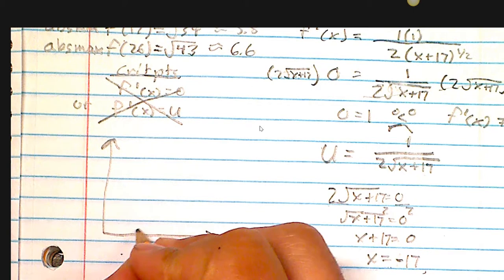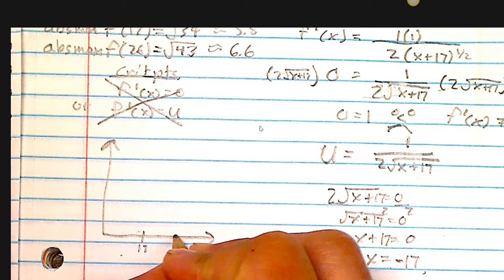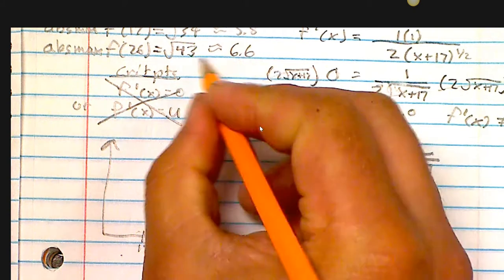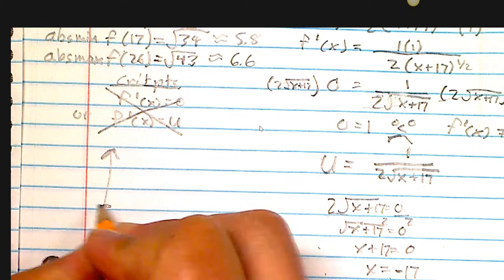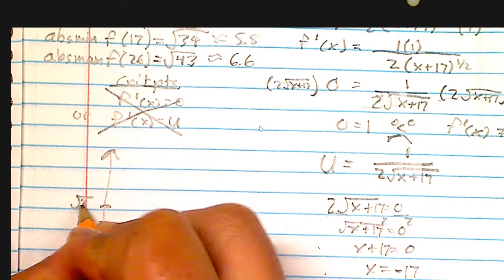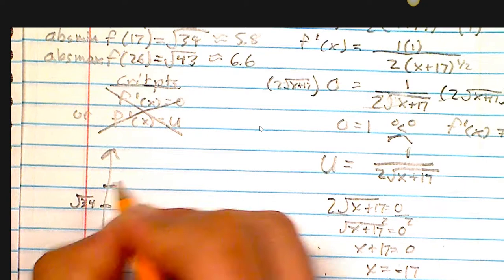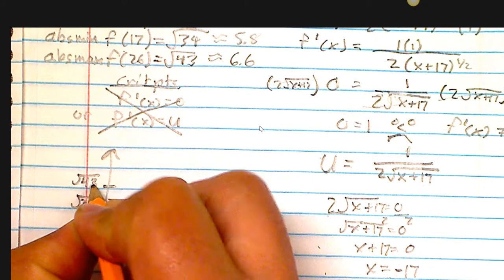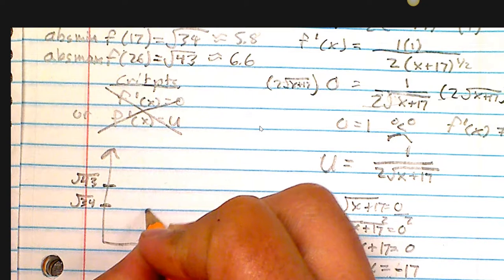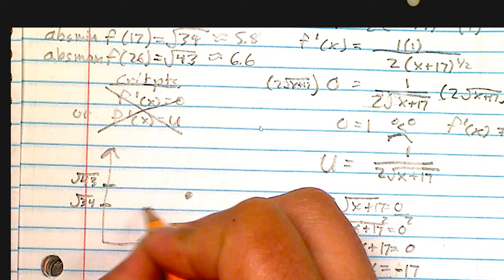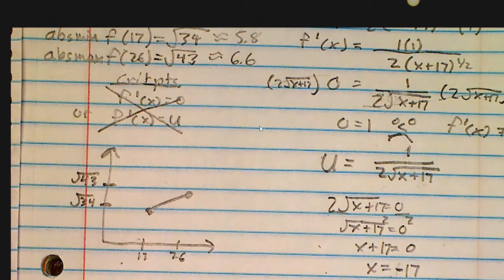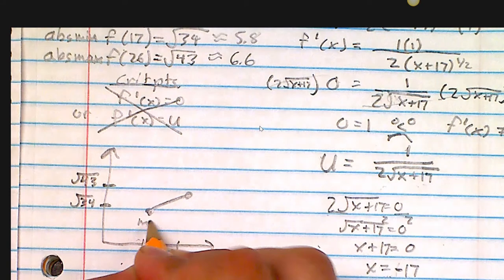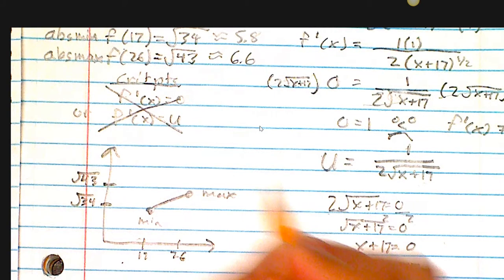Here's 17. Here's 26. And the first one was like 5.8. I'll do the square root of 34 though. Square root of 34, and this was like square root of 43. And so basically, this is what the graph looks like, and it's curved. On a very, very rough sketch, that's what the graph looks like. And this is your absolute min, this is your absolute max, and there you go.